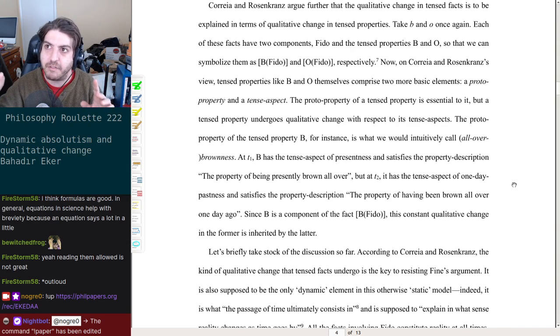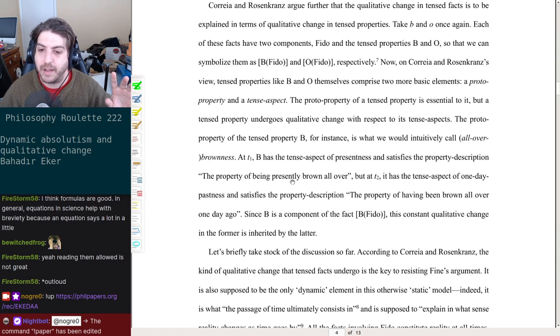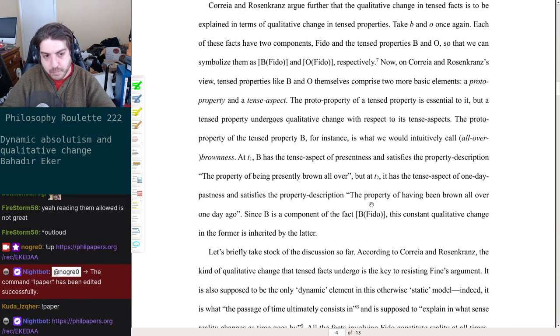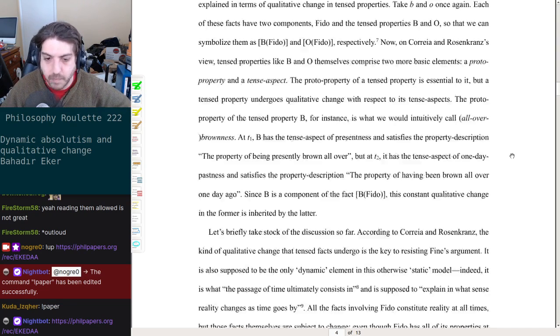Okay, so basically you have to keep your time and property separate. So you can vary the time, but you're trying to sort of see how that works with the brownness.